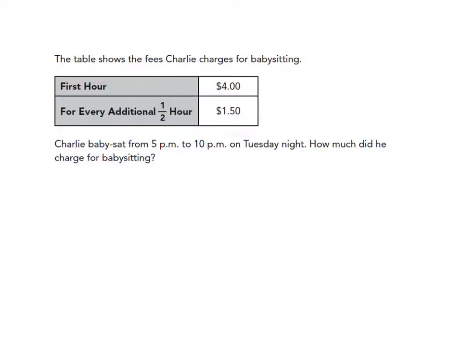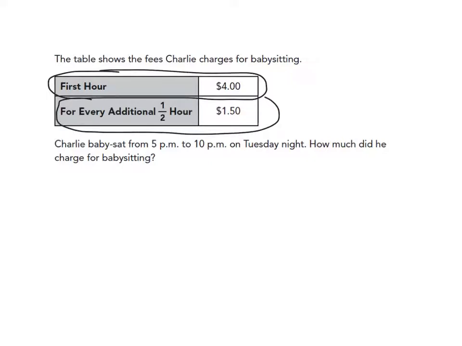These can be a little bit more challenging. You really have to keep track of your time. It says the table shows the fees Charlie charges for babysitting. His first hour costs $4, and then every half hour after that is $1.50. So I would organize this.